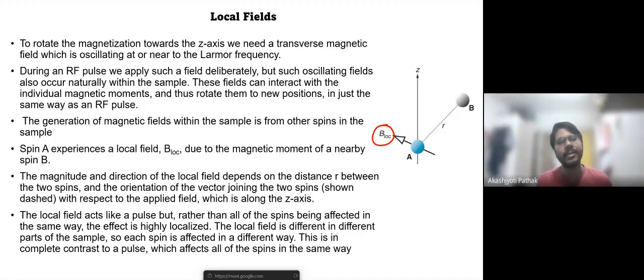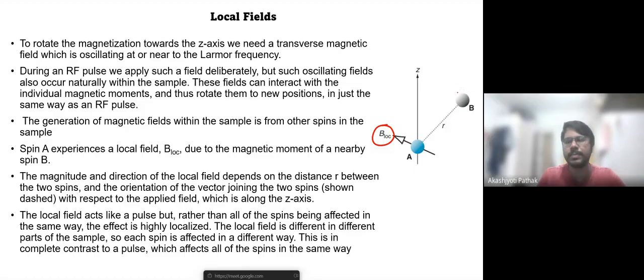So we are applying an RF pulse deliberately, but other than the externally applied magnetic field, there are oscillating fields which occur naturally within the sample. These fields can interact with the individual magnetic moments and thus rotate them to new positions in just the same way as an RF pulse. So the orientation of one nuclear spin is influenced by the orientation of the other nuclear spins. The generation of magnetic field within the sample is from other spins in the sample. So spin A experiences a local field B local due to the magnetic moment of a nearby spin B.